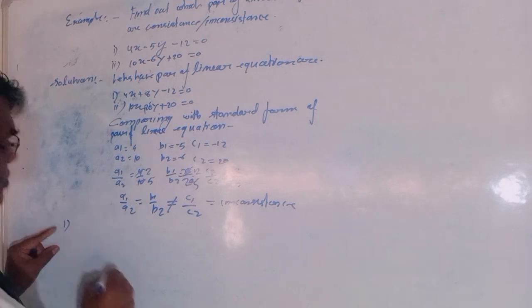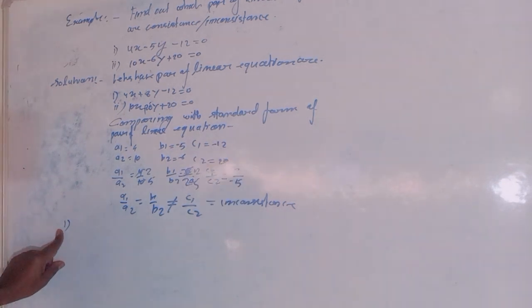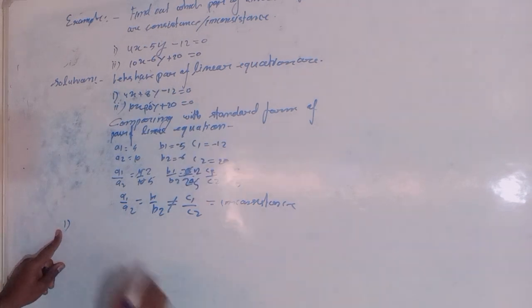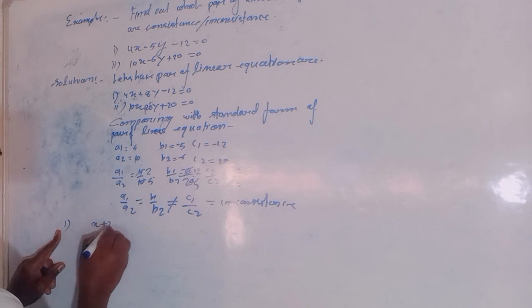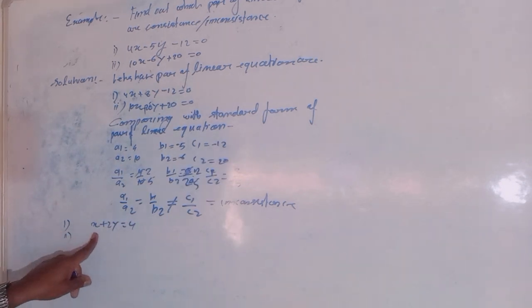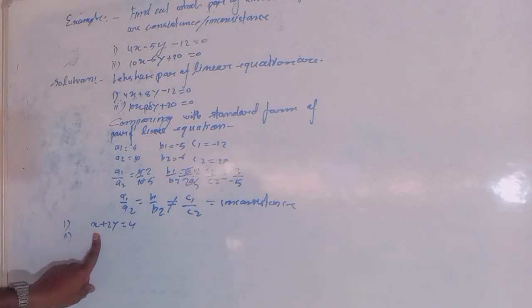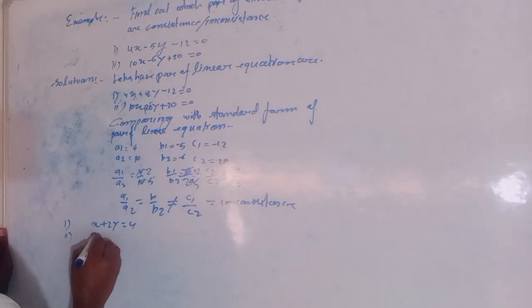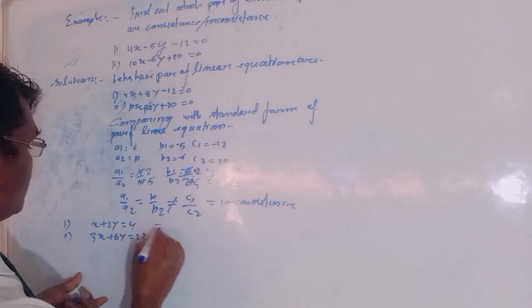Suppose that we take another pair of linear equations. The first linear equation is x plus 2y is equal to 4. And the second linear equation is 3x plus 6y is equal to 12. So, the solution: let's find.